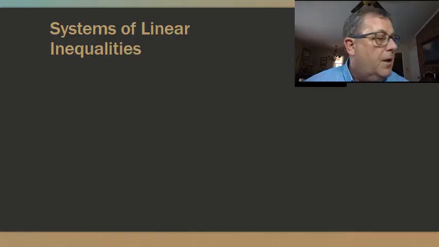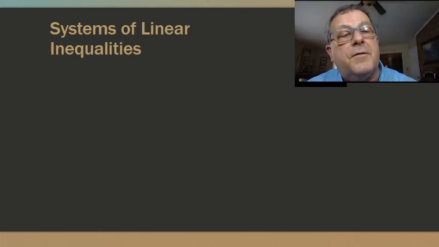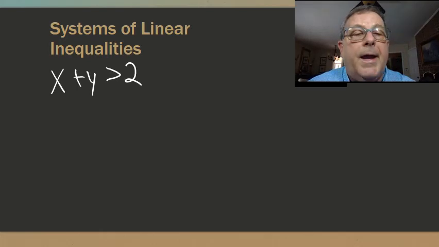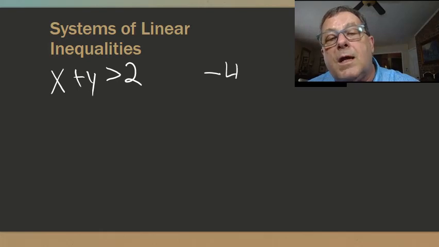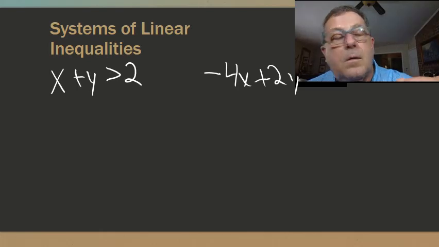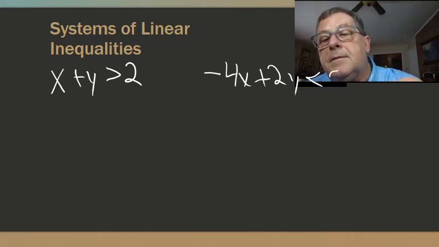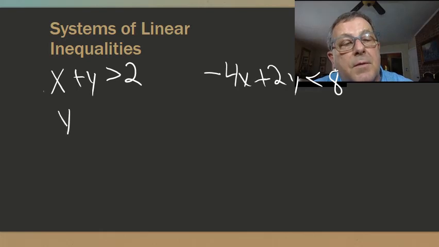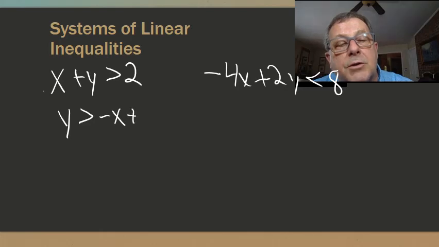Now we're going to look at a couple of additional inequalities. Let's start off this way. We've got x plus y is greater than 2. And my second inequality is -4x plus 2y is less than 8. So I'm going to have to do a little bit of rework, rewriting both of these inequalities. Over here, I'm going to subtract the x from both sides, which is going to leave me y is greater than -x plus 2.